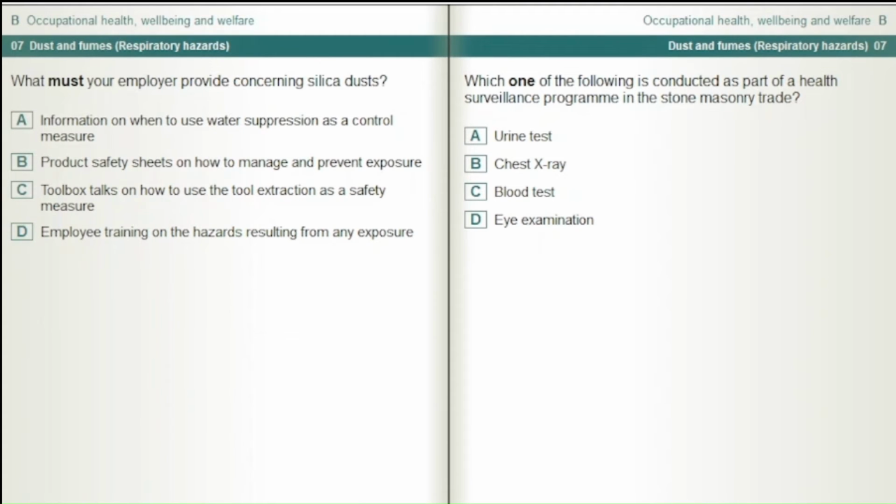Which one of the following is conducted as part of a health surveillance programme in the stone masonry trade? Urine test, chest X-ray, blood test, eye examination.